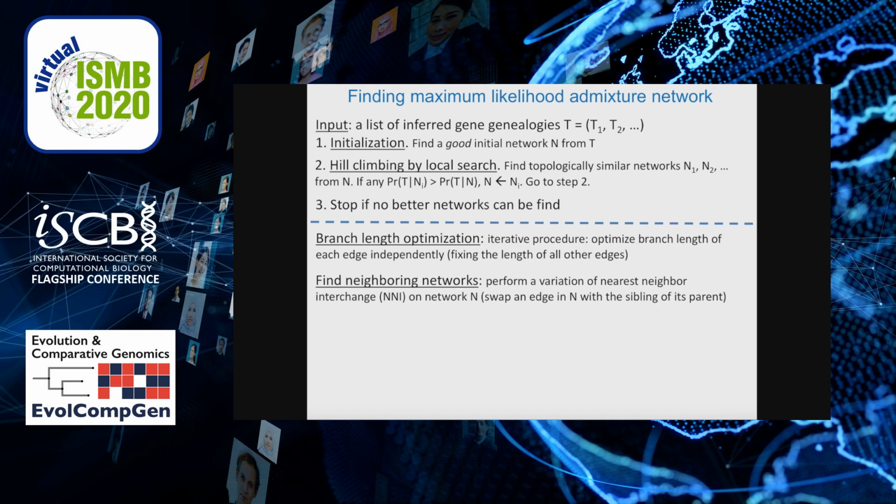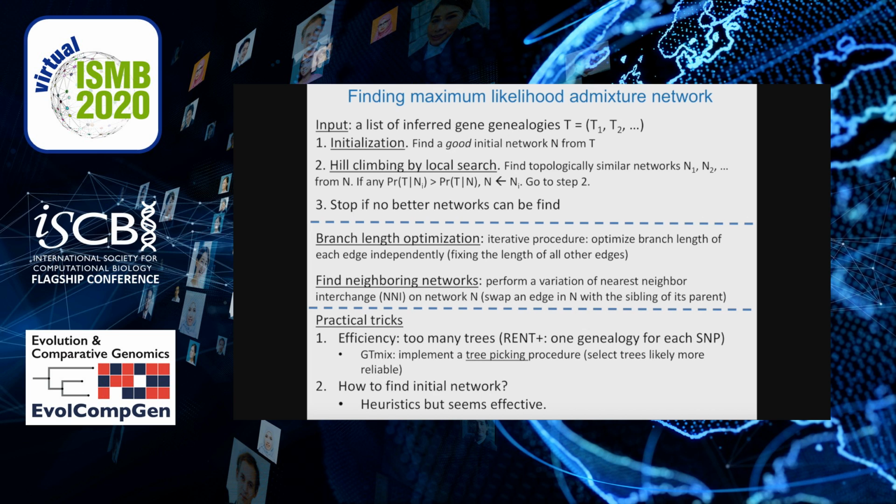So to do this, we need to optimize branch lengths, just like the maximum likelihood phylogeny inference. And we also need to find the nearby networks. We perform so-called nearest neighbor interchange, NNI, to find the next network from the current network.